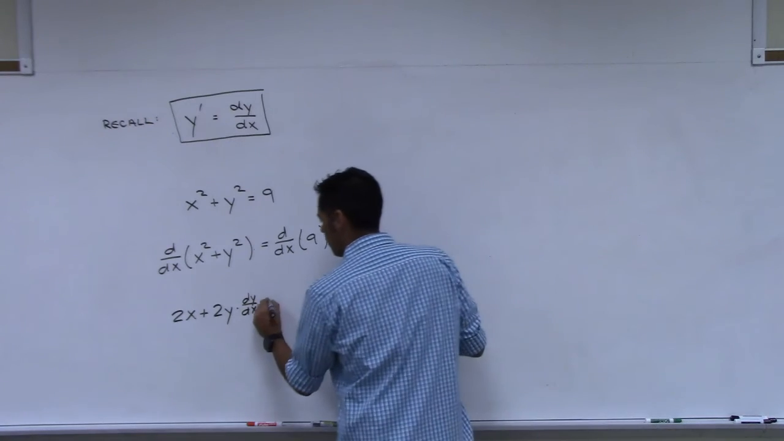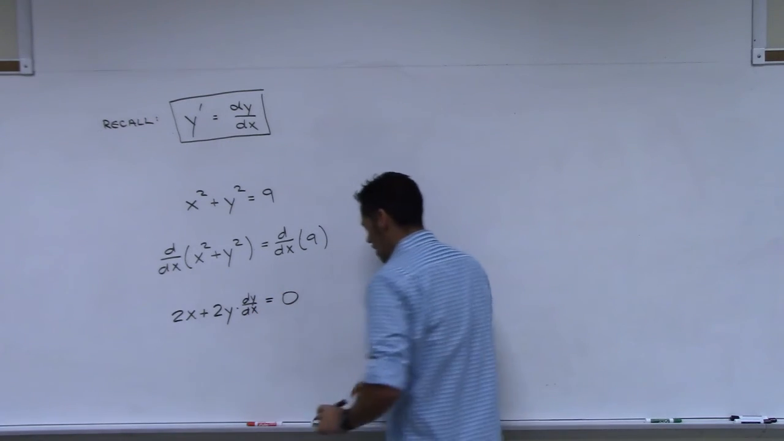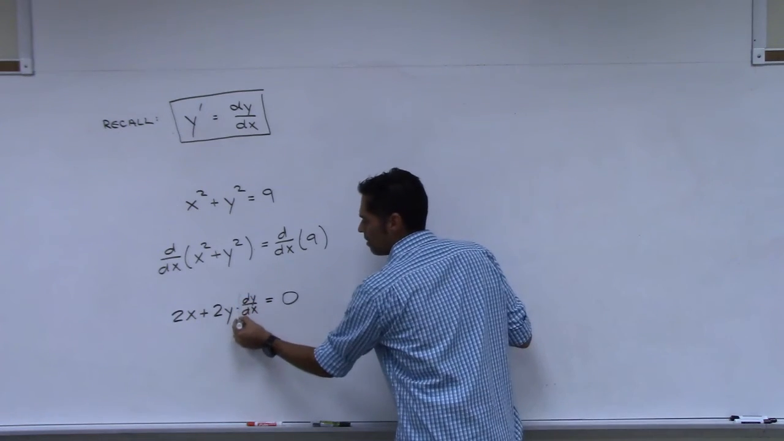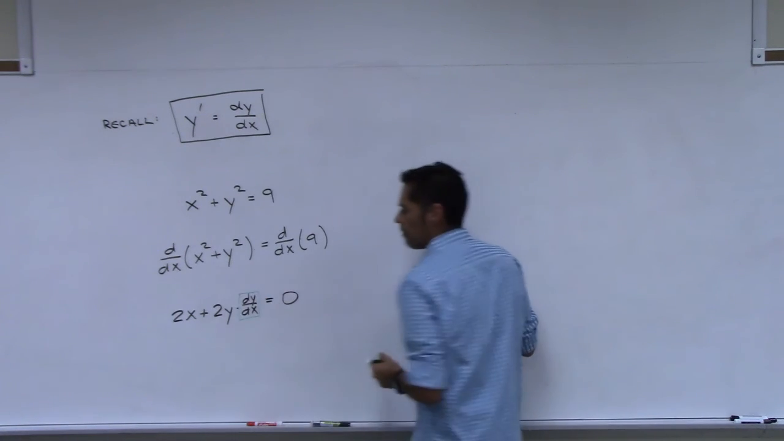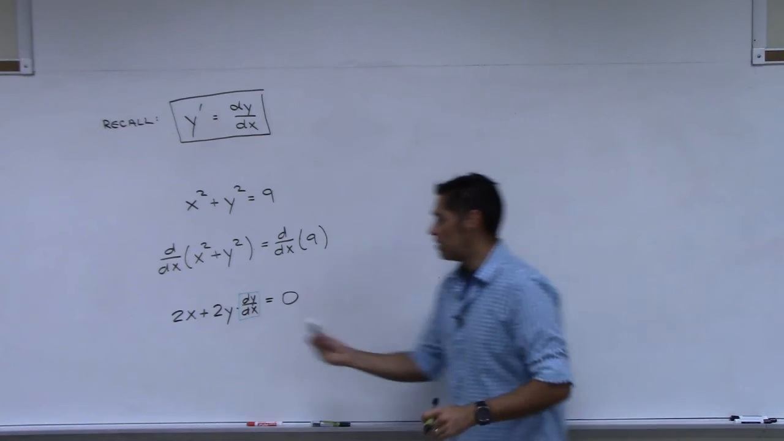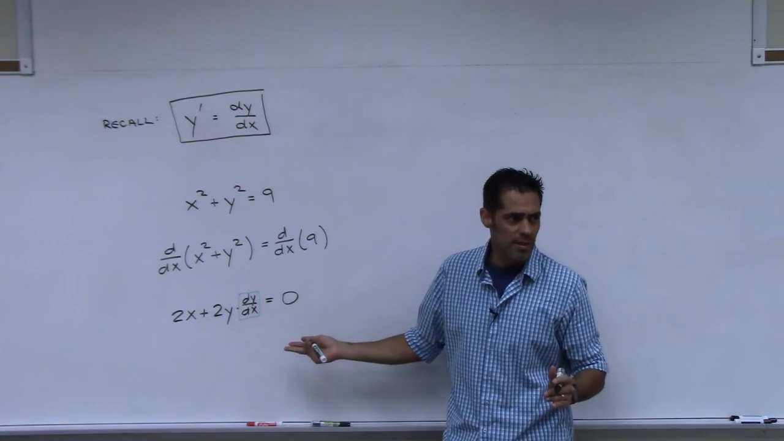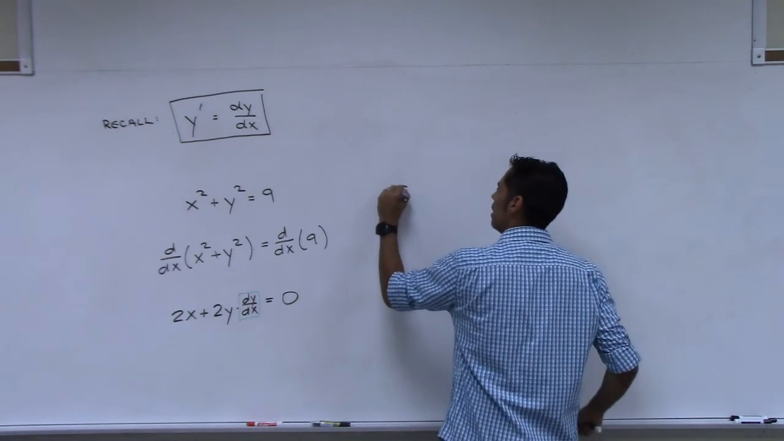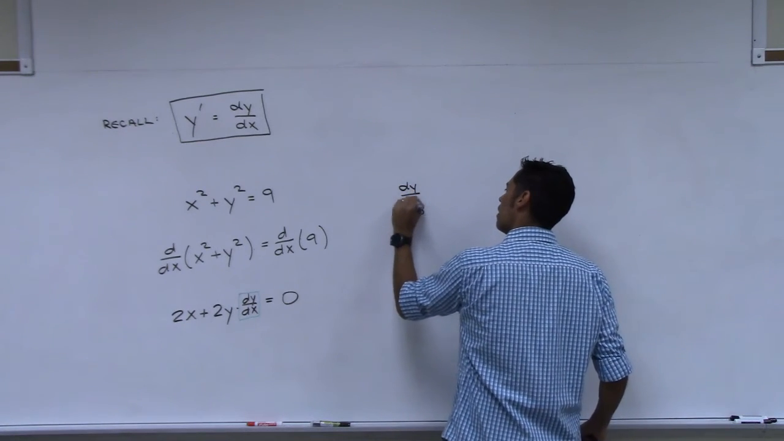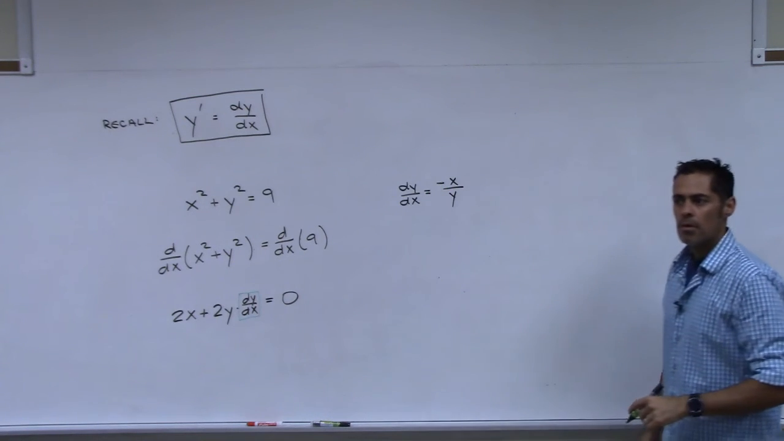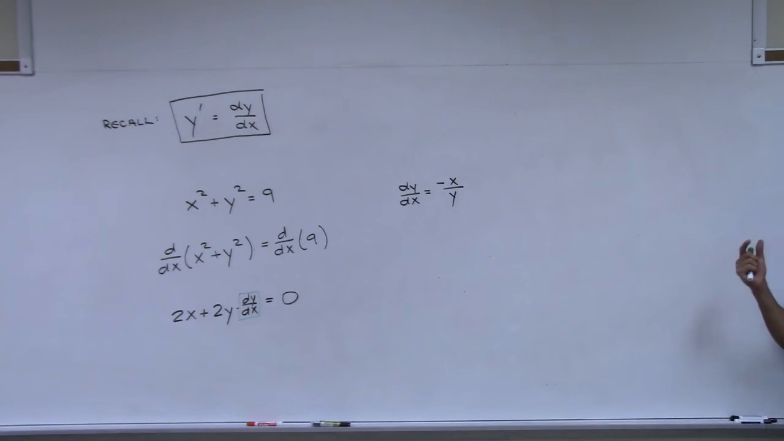Equals what? 0. And then what you would do is you would try and isolate that little thing by itself. So you would move the 2x over and then divide by 2y. So you get the same exact answer at the end. You'd get dy dx equals negative x over y. Is that all right? Do I need to go through the other 2 examples? You're all right? Okay.